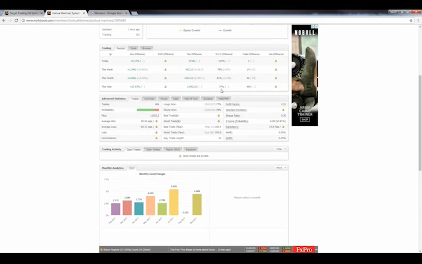How would you like to have the ability to have that account hook up directly to Josh's trading platform? And in this account, an account where Josh is winning 77% of his trades, in 7 months, he's made 11,000 pips. Every time in this exact account, Josh buys into a trade, it makes the same buy in your account. Every time Josh sells a trade, it makes the same sale in your account. Trade for trade, over and over.